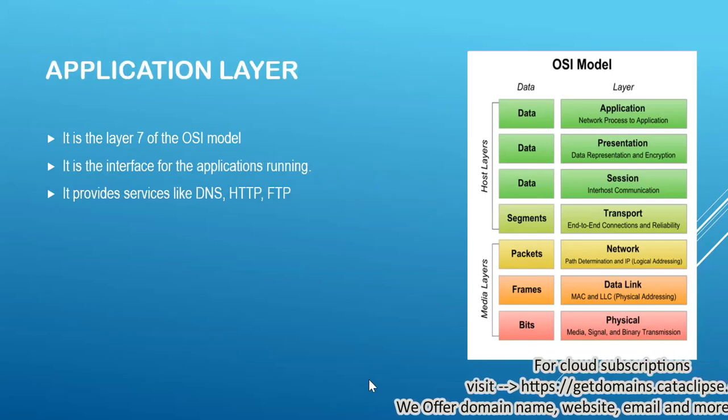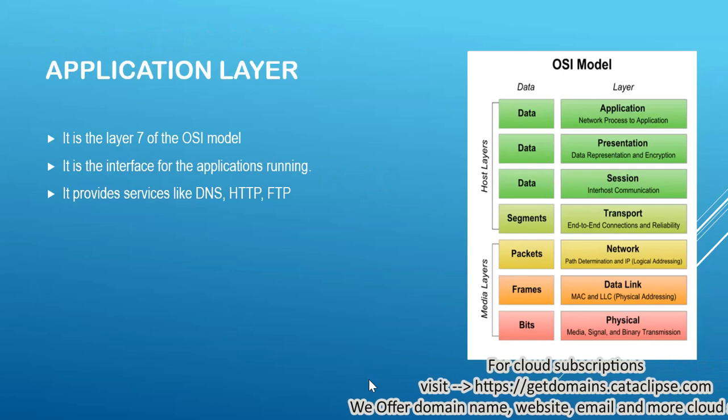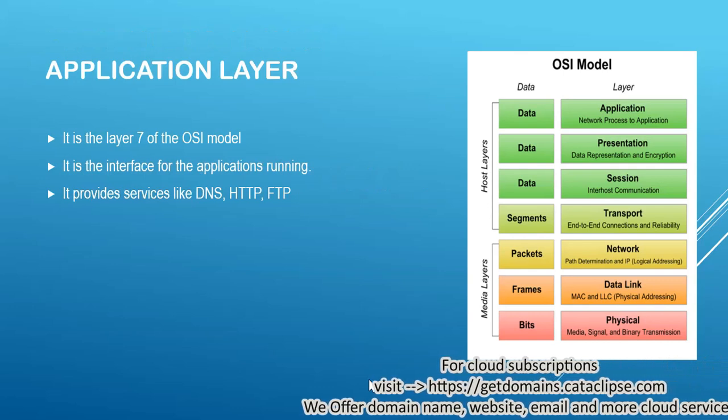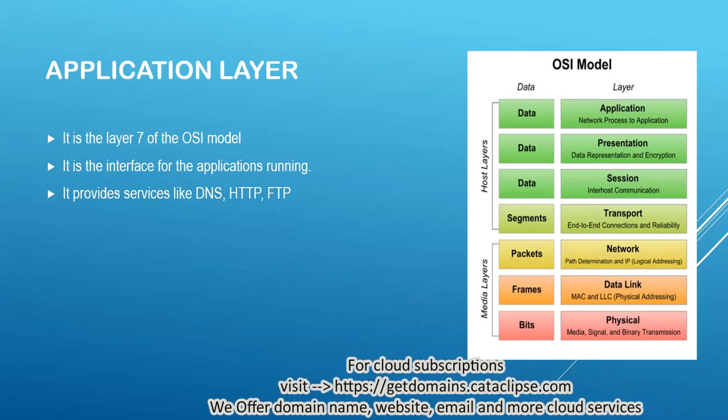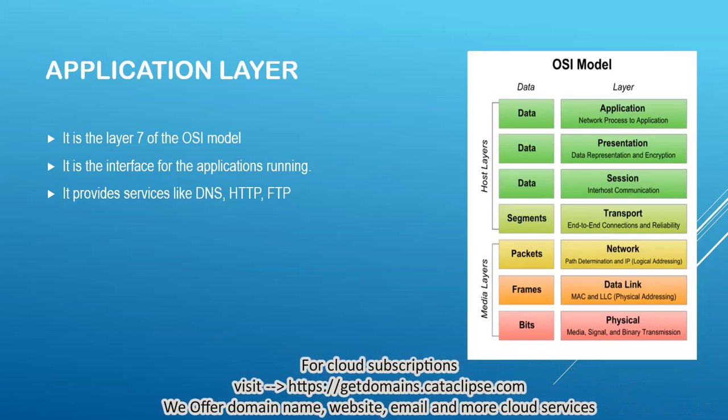Application layer is the layer 7 of the OSI model. It is the interface for the applications running on the computers to provide services like DNS, HTTP, FTP.